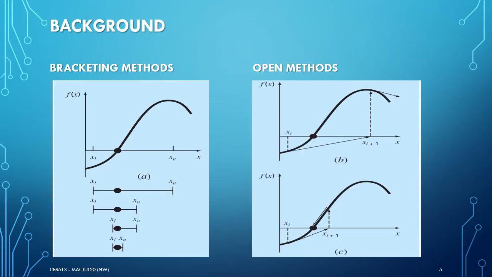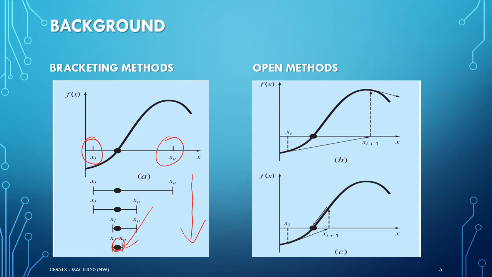Now we look at the difference between bracketing methods and open methods. As we discussed before, for the bracketing methods, the estimated root is assigned in between an interval of lower bound and upper bound. As we can see, as the computation progresses, the value gets closer to the actual true value of the root. So this method is called converging to the actual true root value.